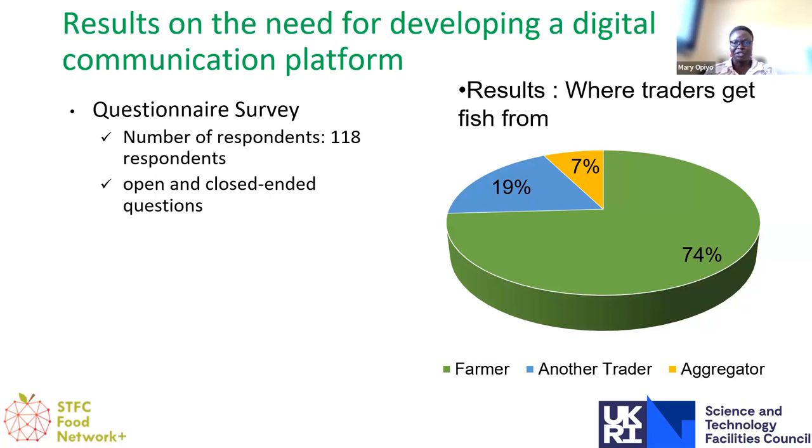Then we also have fish aggregators. Fish aggregators are people who are selling fish in bulk. They buy from various producers, then they put the fish in one place because they have the storage capacity, they have electricity, they have deep freezers. So traders or even individual consumers can access this fish. Only 7% of the traders were buying from the aggregators. So it means that most people who are buying from the aggregators were individual consumers and not really traders.